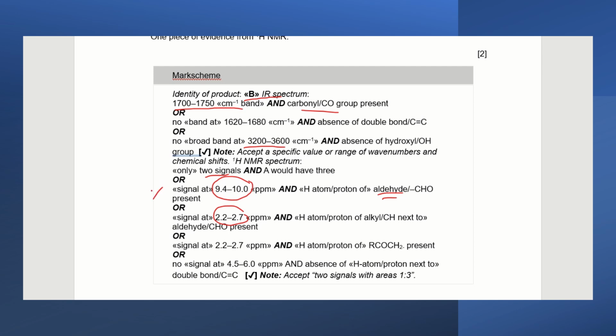So the giveaway here is I have this one here. This is specific to an aldehyde, this hydrogen there, at this peak there. And then this one is going to be my alkyl group, which is the CH3 next to the carbonyl group.